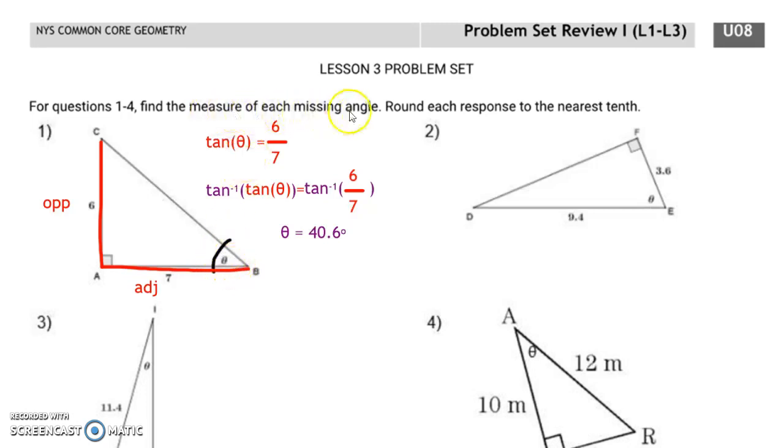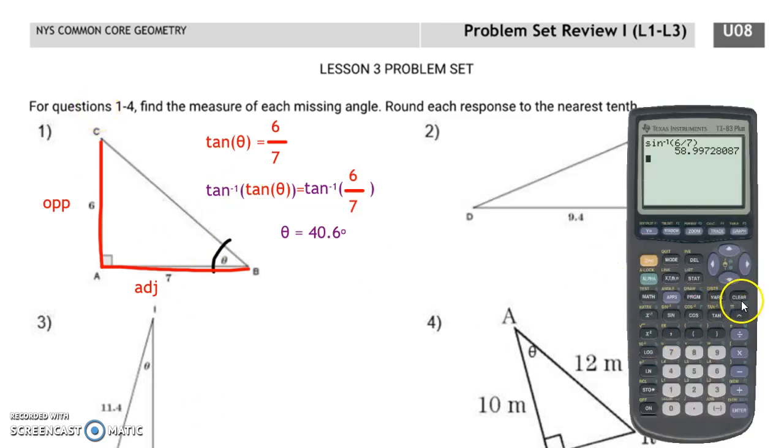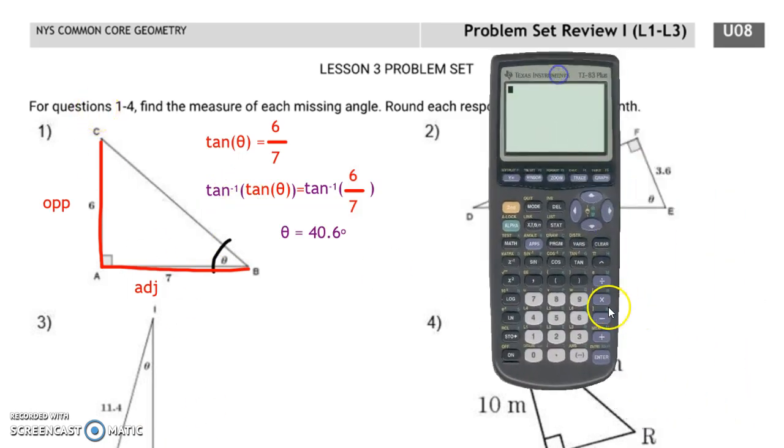It says to find the measure of each missing angle, which means we're still going to try to set up a trig ratio. We have our opposite and our adjacent, which means we're using tangent, but we don't know this measure, so we can't use regular tangent in order to get the answer. We have to use the inverse of tangent to get rid of this tan. So what we're doing is using the inverse of tan, which is called tan -1, also referred to as the arctangent.